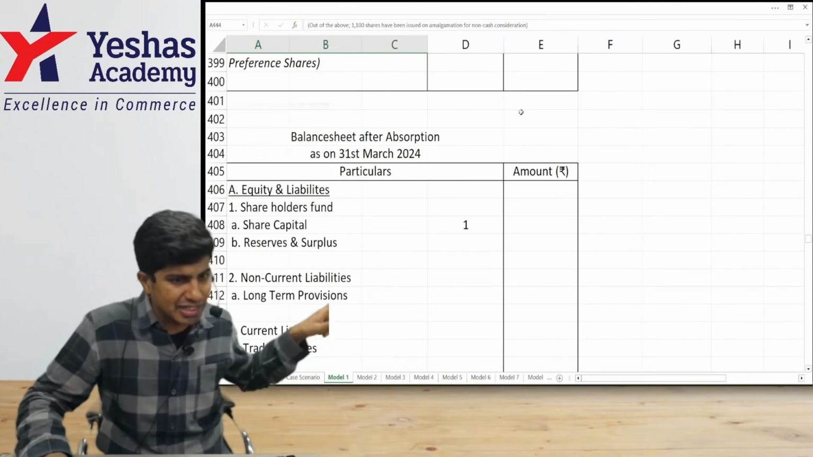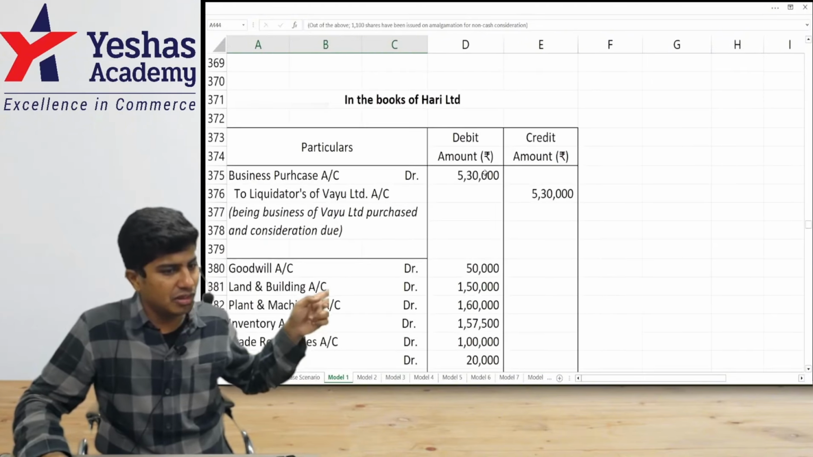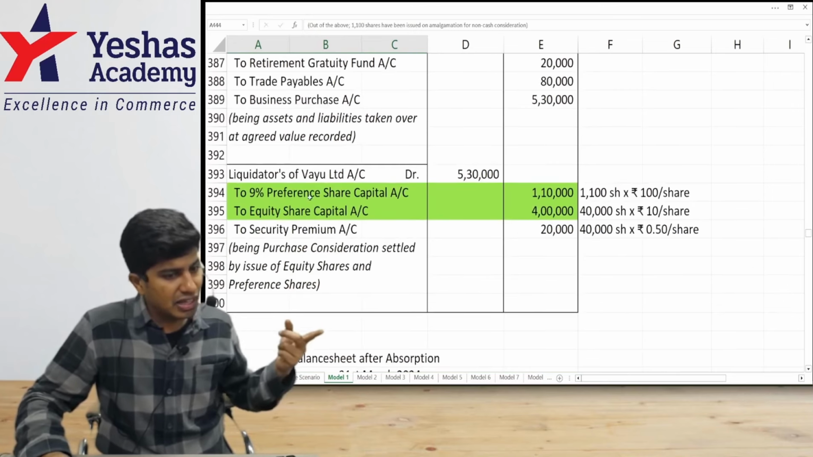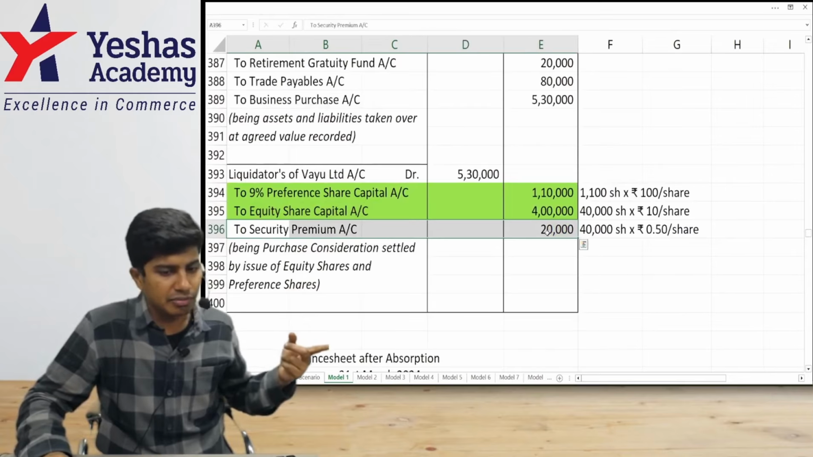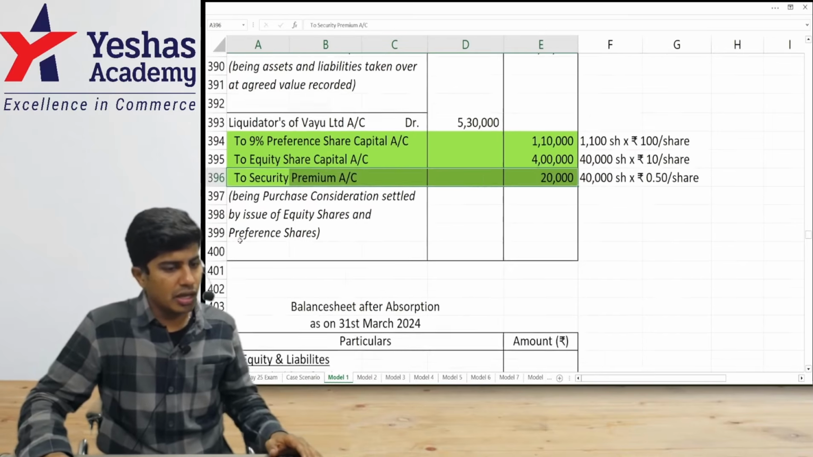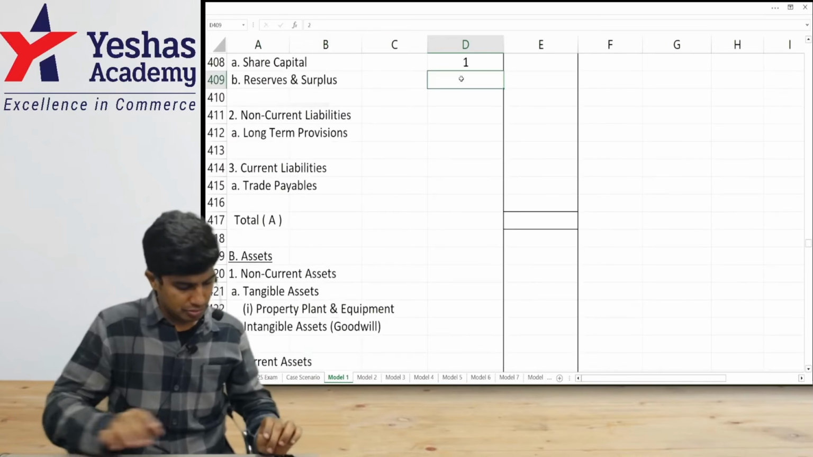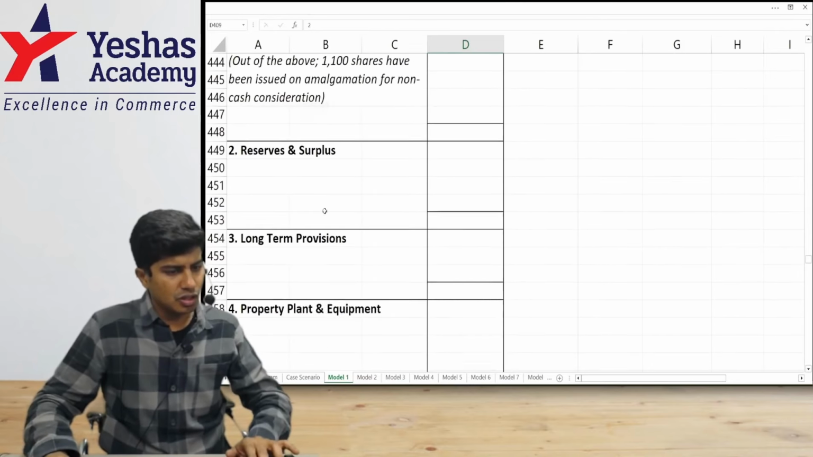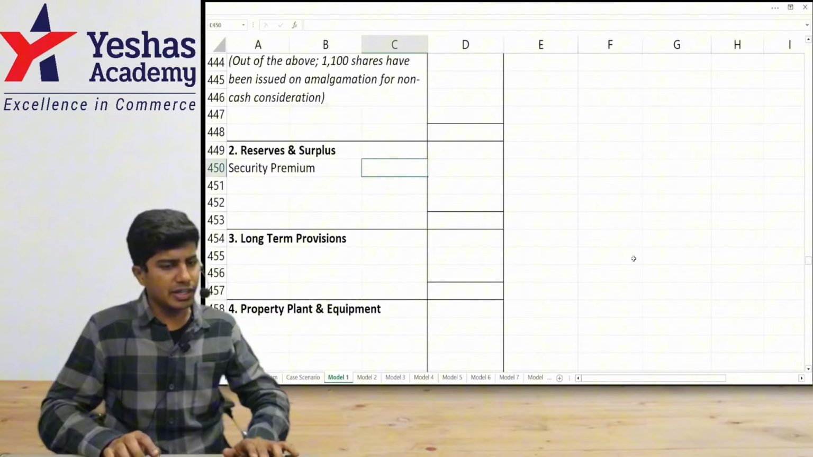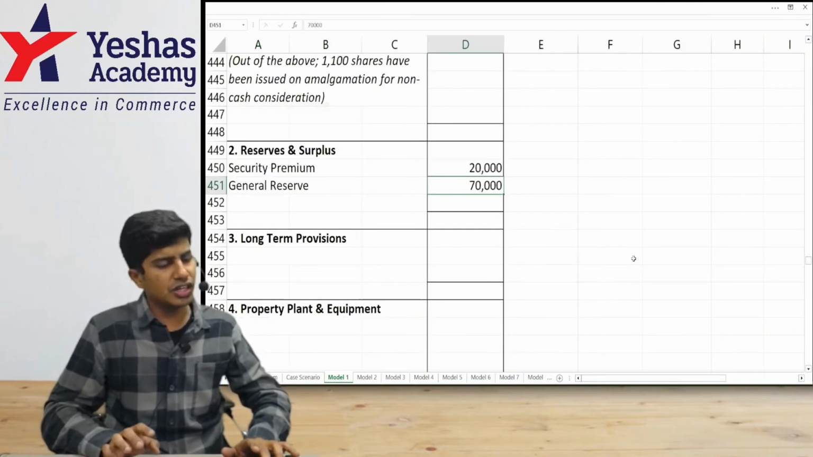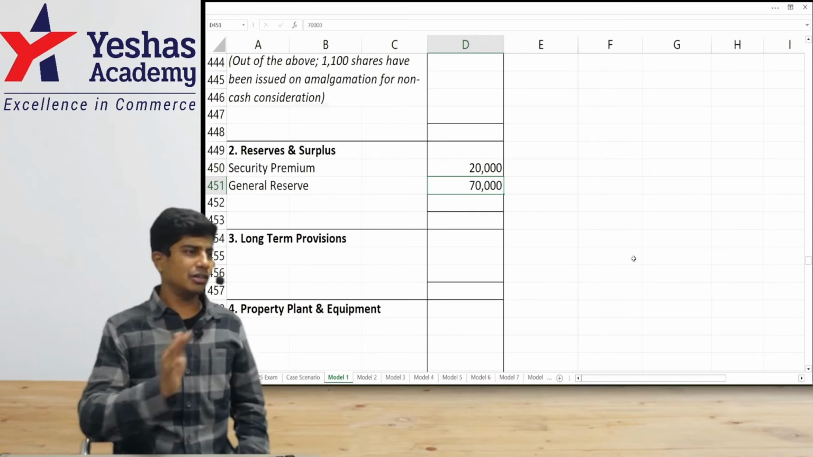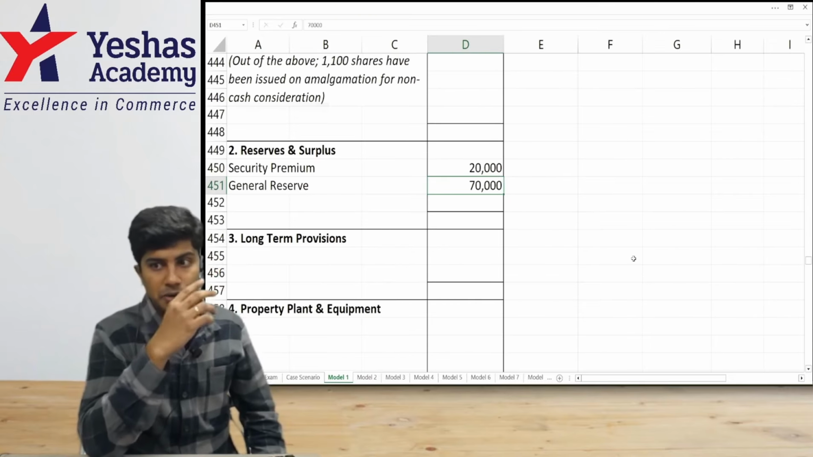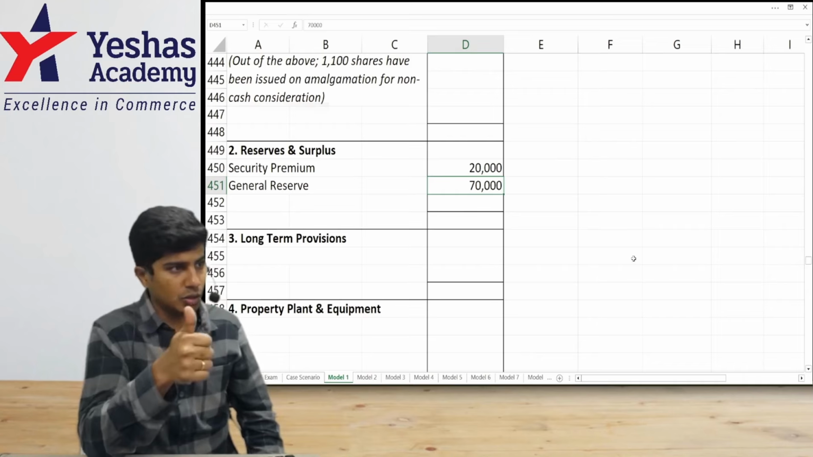In the amalgamation journal entries, is there any reserve item? First entry, nothing. Second entry, nothing. Third entry, we have securities premium, 20. Okay, I'll write the same general reserve. How much was that general reserve? 70. In note number 2, I would write securities premium 20, general reserve 70, and that's it. All reserves and surplus are done. Anyways, we'll not total the note now. We'll keep it open and do it later. Is that okay?